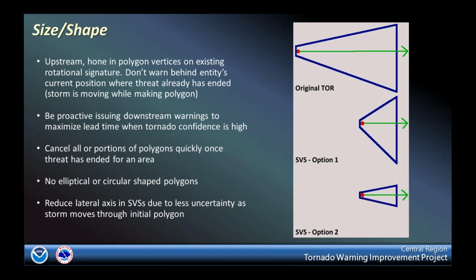But as the storm moves through the warning, that uncertainty decreases continuously, because now it's obvious in that option one that the tornado is not going to hit the southern or the northern part at the end of that polygon. So we want to be cognizant and pull in those lateral sides to continue to warn to where the tornado threat will be in the remaining part of that warning. Again, for some of you, this is preaching to the choir, but I've seen this happen, and I just want folks to be cognizant of this when we update these warnings.